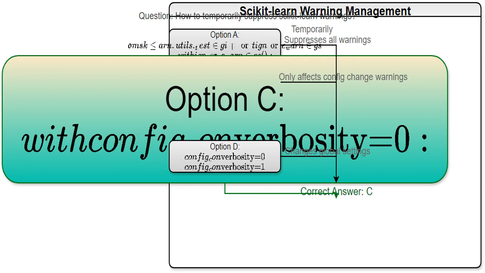Option C is the best. It uses the `config_context` with `verbosity=0` inside a `with` statement. This temporarily sets the warning level to silent within that specific block of code, automatically restoring the previous setting once the block is done. This is the safest and most precise approach. Think of it like temporarily muting a single speaker during a concert.